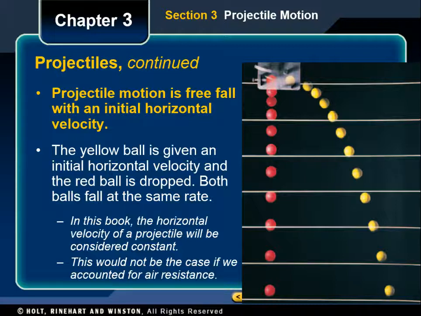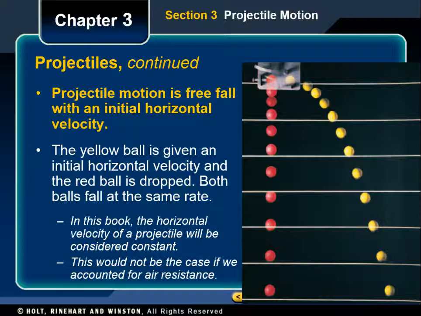This may seem impossible because one is given an initial velocity and the other begins from rest. But if the motion is analyzed one component at a time, it makes sense. First, consider the red ball that falls straight down. It has no motion in the horizontal direction. In the vertical direction, it starts from rest, where v sub yi is equal to 0 meters per second, and it proceeds in free fall.